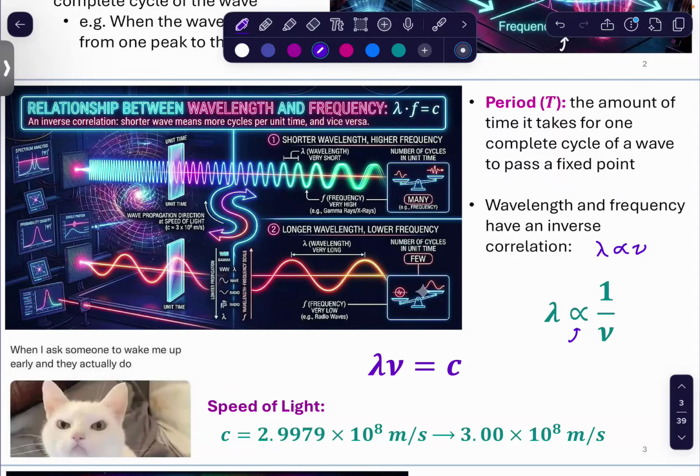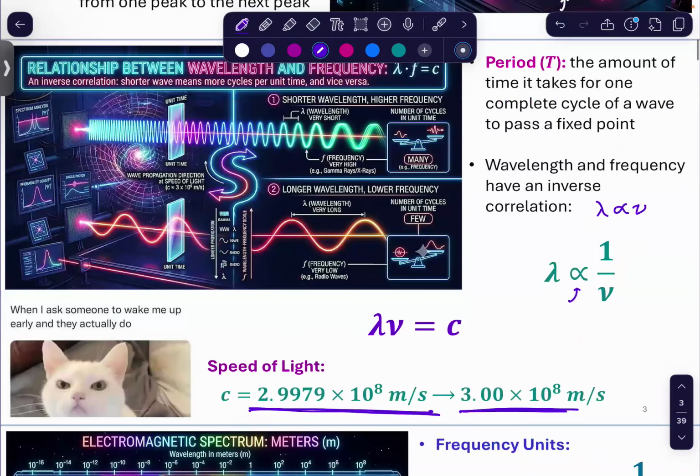Now here, I put down your values for speed of light that you can use when you're calculating systems. Your book shows you this value here, but it's going to be a lot easier when you're doing homework if we round that off to 3.0 times 10 to the eighth. So that's the value you're going to want to use when you're actually working through problems. But what this is showing you is that the higher your frequency, the shorter your wavelength. You're also going to see that that's going to correspond to a higher energy.